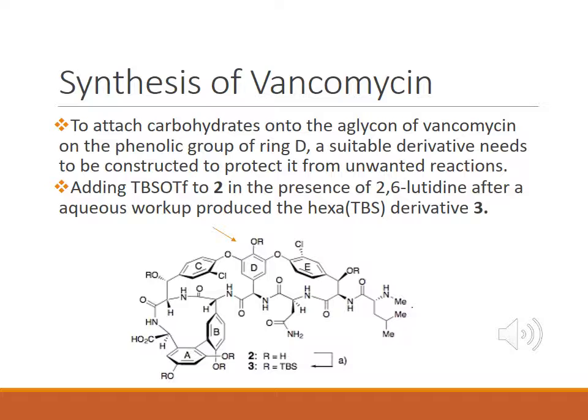In order to attach the carbohydrates onto the aglycone of vancomycin on the phenolic group of ring D, which once again is that group being pointed to by the arrow, we first need to protect it from any unwanted reactions. Obviously, there are lots of places for reactions to take place on such a large molecule. So, to get the reaction we want, we're going to be adding TBSOTf to 2, which is represented by all of the R groups on that diagram above. Doing that in the presence of 2,6-lutidine, after an aqueous workup, you get the TBS molecule, which is going to be our derivative 3.